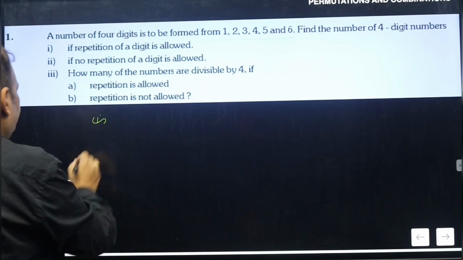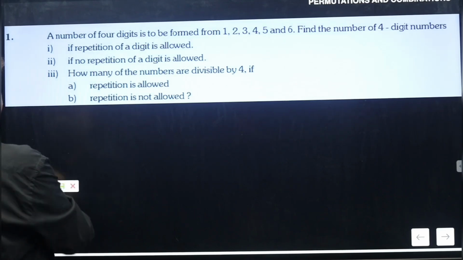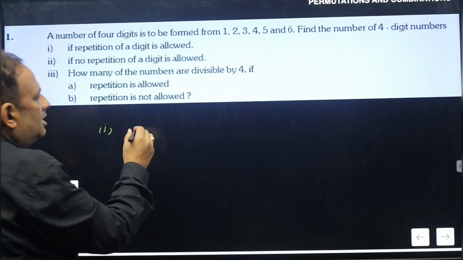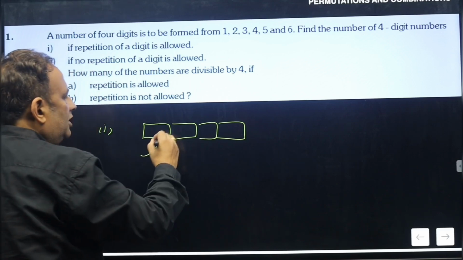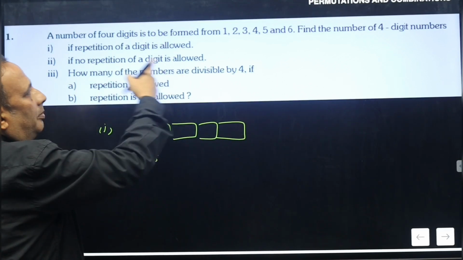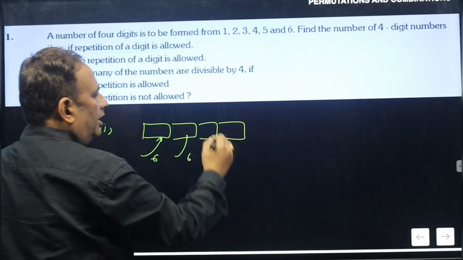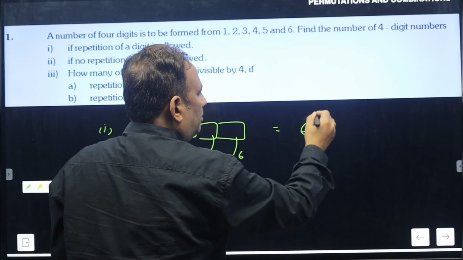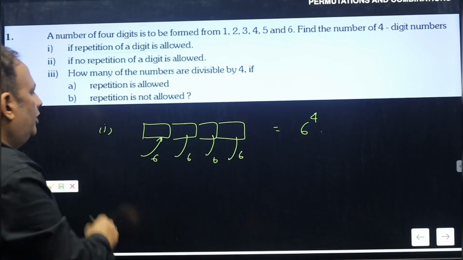In the first case, what we can see is that 4 places are there: 1, 2, 3 and 4. So the first place can be filled in 6 ways, as repetition is allowed here. Here also 6 ways, and here 6 ways; all the numbers can be placed. So the answer will be 6 to the power 4 ways. What about if no repetition of digits is allowed?